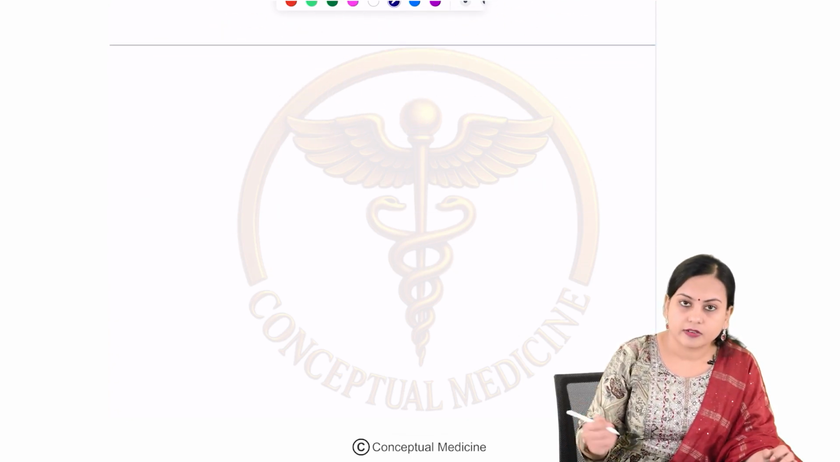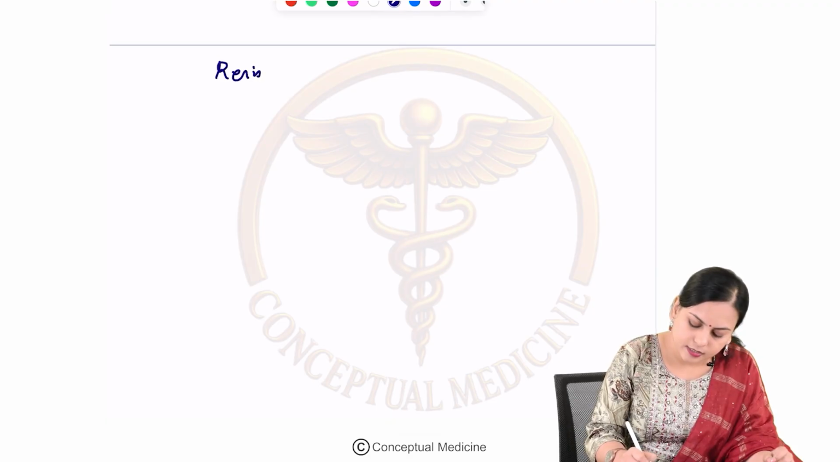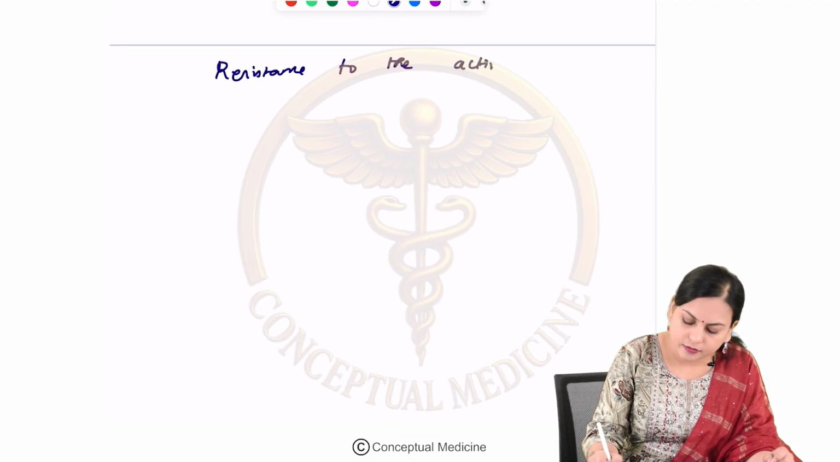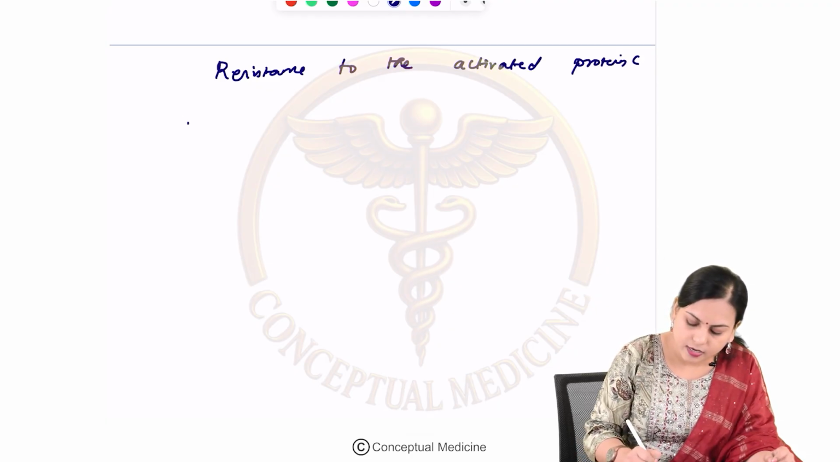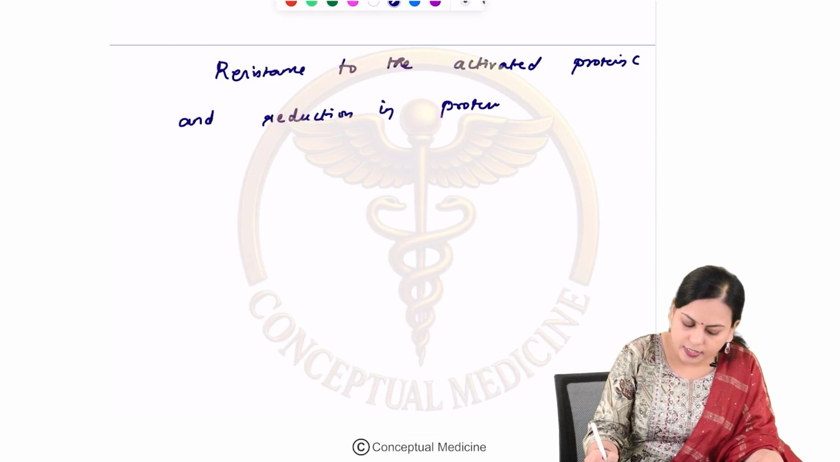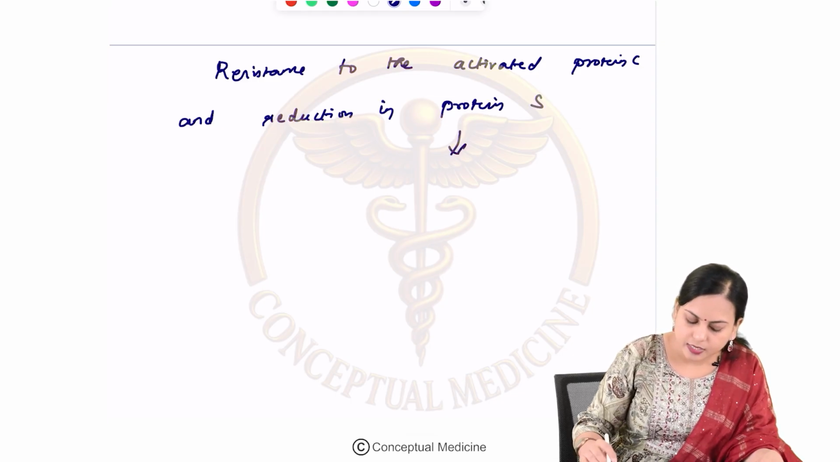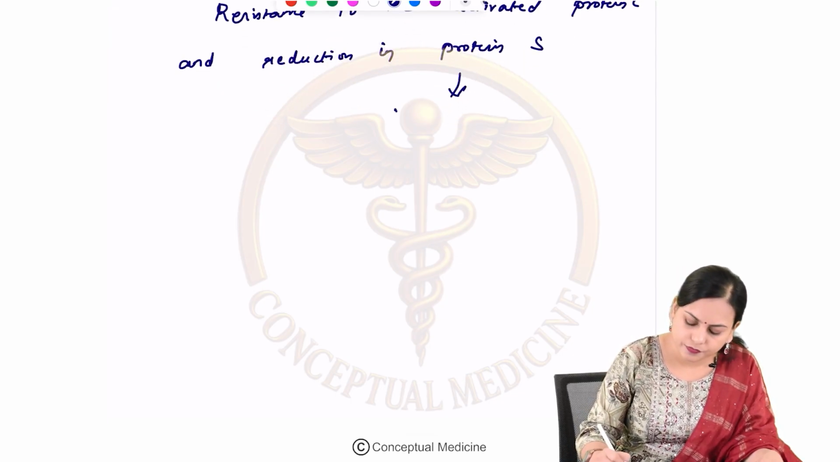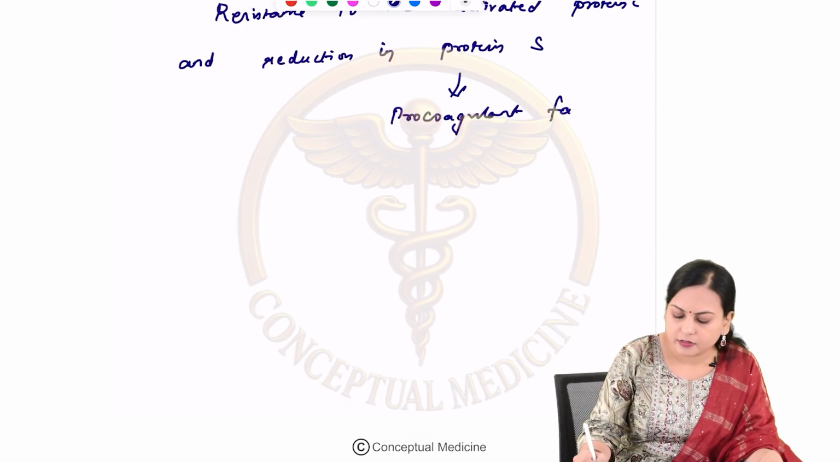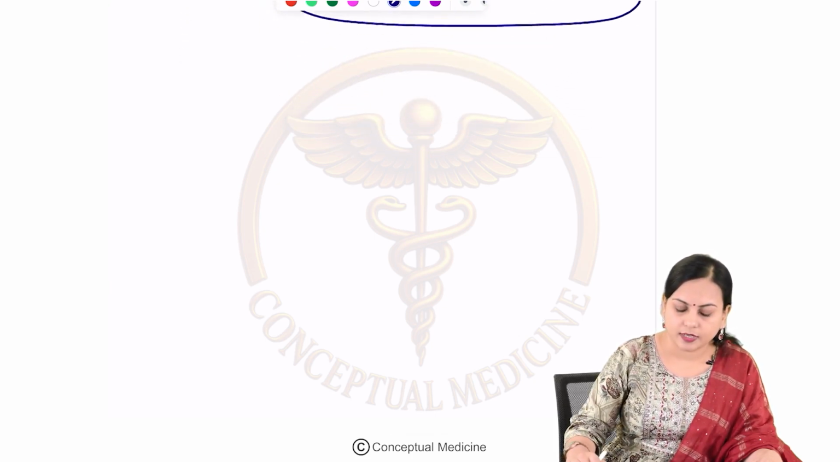Okay. So, there is resistance to activated protein C and reduction in protein S as well, that can be attributed to the procoagulant factors increase in pregnancy. Clear?